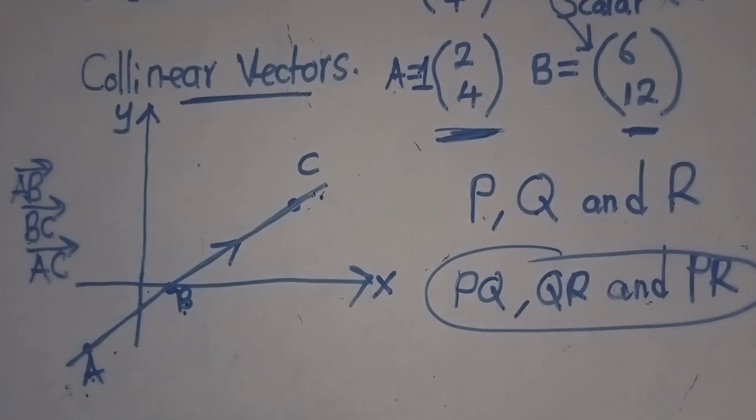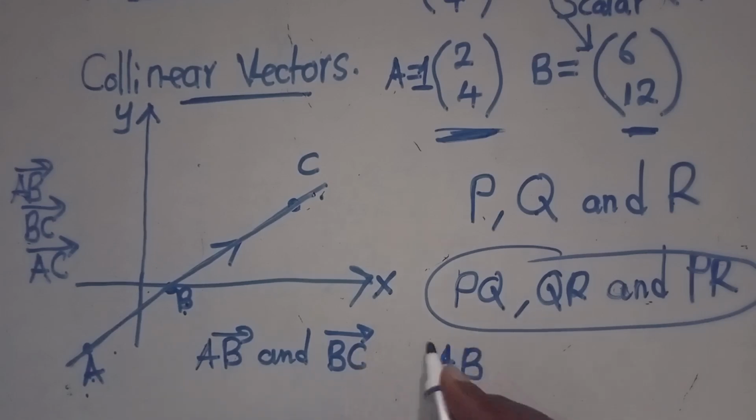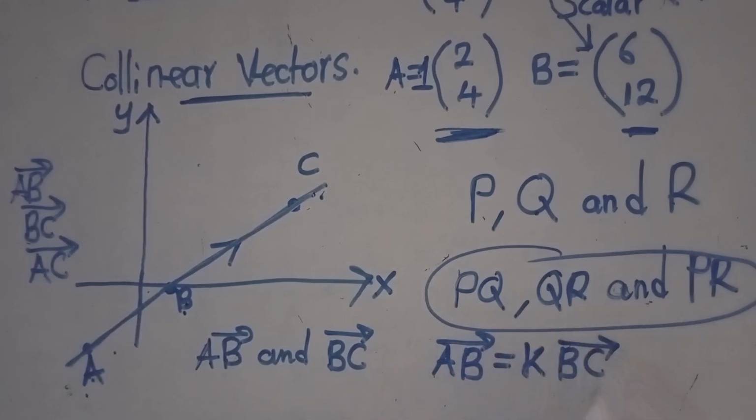So what you need to understand is that it should be noted that any of the two vectors can be expressed as a scalar multiple of each other. So you now discover that there exists a scalar k such that whenever we've got AB and BC, we should have AB equal to kBC. Have you seen? This is the meaning, and this is what you are supposed to understand.